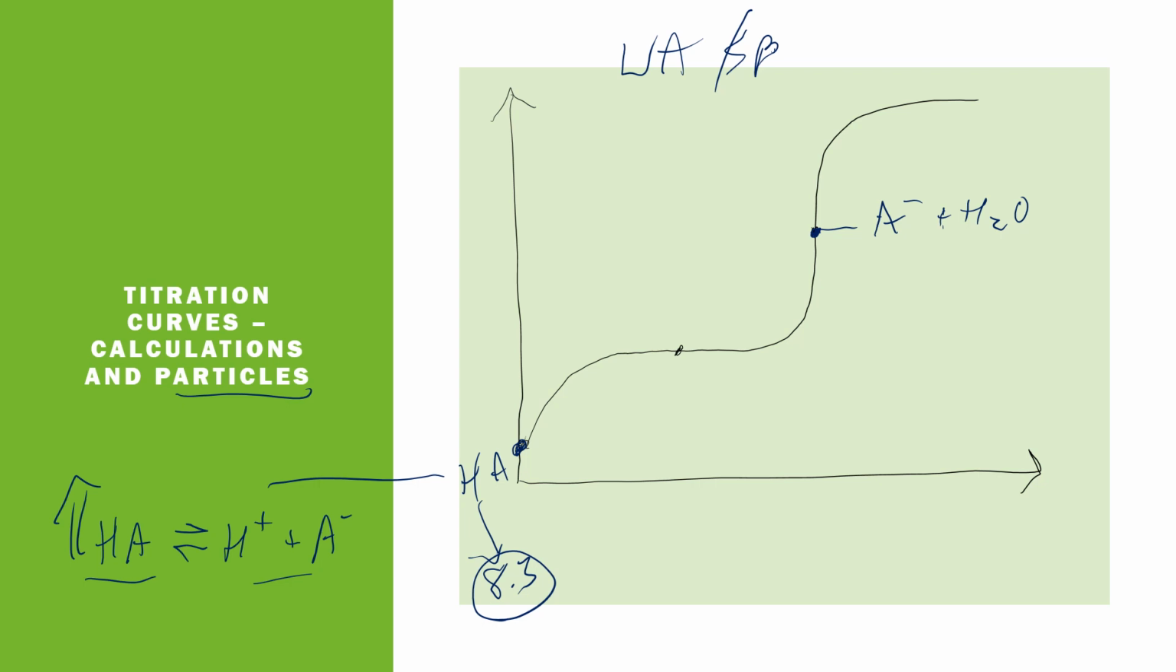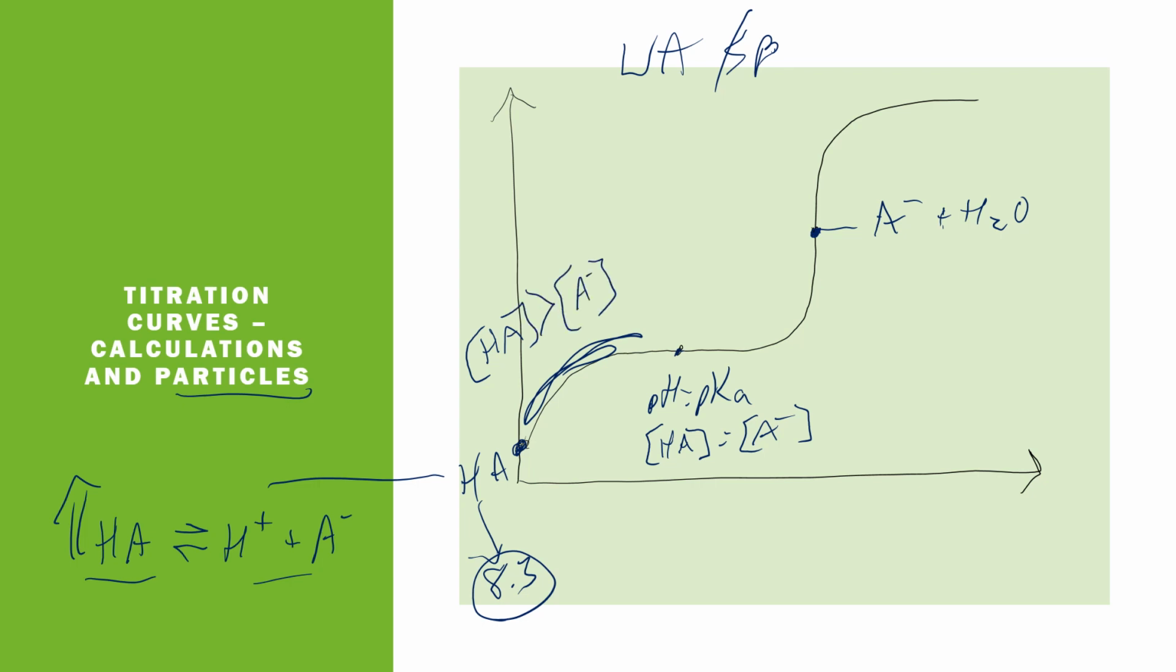Half equivalence point, we know that the pH is equal to the pKa, and we know that our acid concentration is equal to the base concentration. It's halfway to equivalence point, so half of the moles of the acid have reacted and turned into the conjugate base. So at half equivalence point, those are equal to each other. In between, in this region here, we know that the pH is lower, so my weak acid is going to have a higher concentration than the conjugate base.